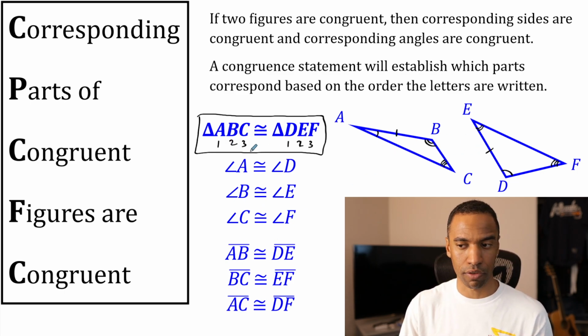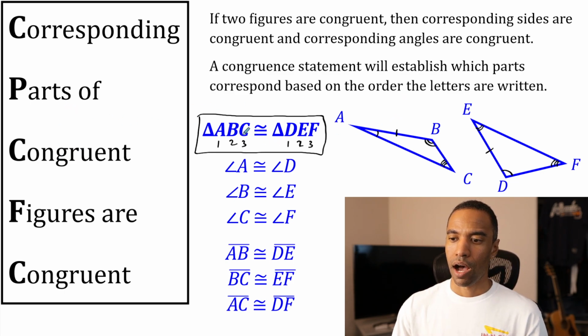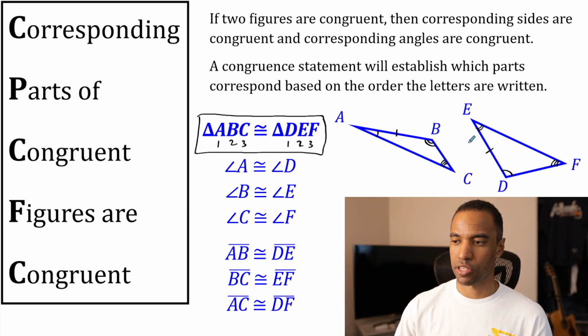You don't even need a drawing for the things that I'm making, but the order completely matters. It is critical to knowing which parts correspond, and then therefore which parts are congruent. BC are the second and third letters, EF are the second and third letters, so those are congruent to each other, and then the same will be for AC and DF.